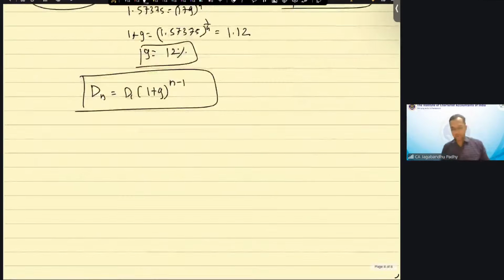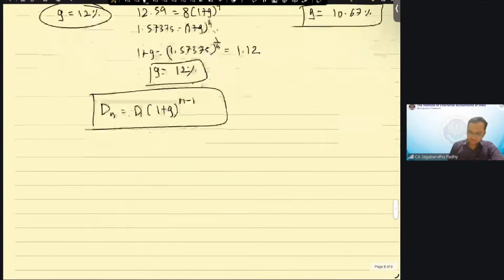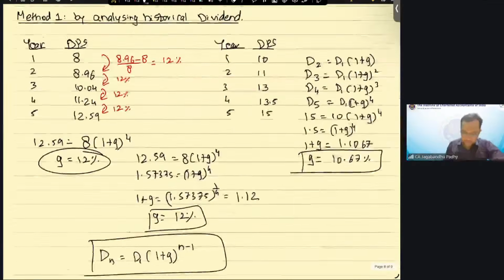There's a second method also which we can follow when we don't have proper historical numbers, or we don't want to go for the historical observation, or we are under an apprehension that the historical growth rate we see is not going to sustain in future. If you're under that impression, then we follow this second method.